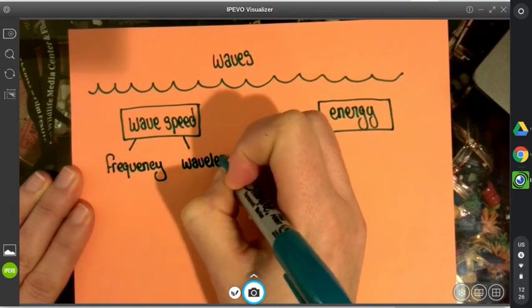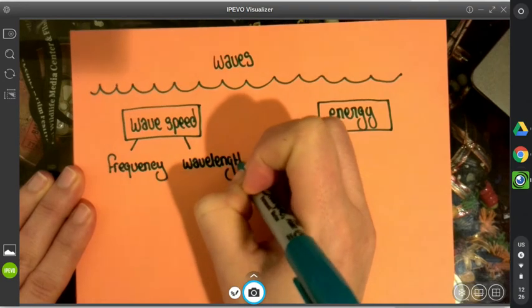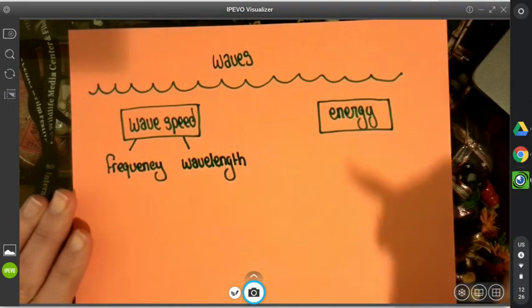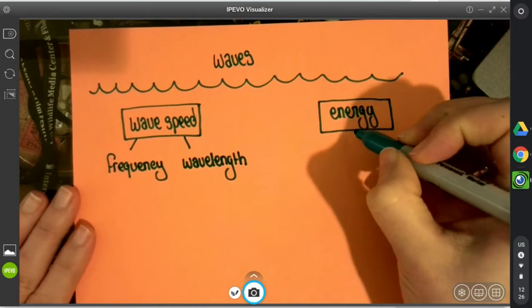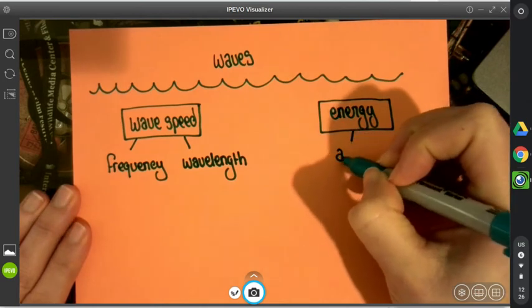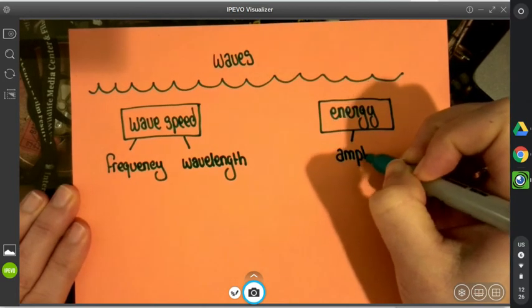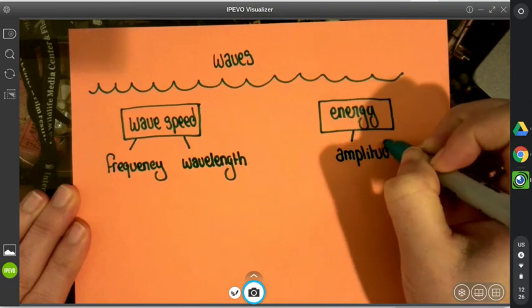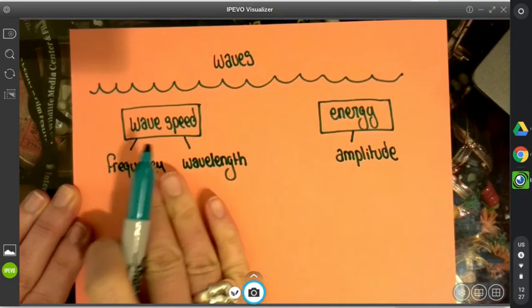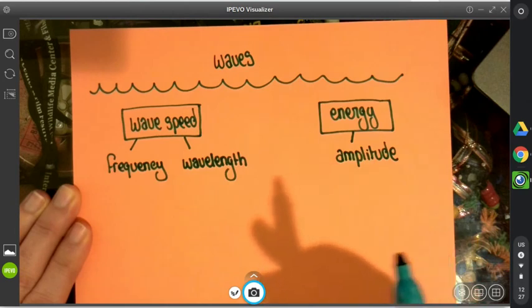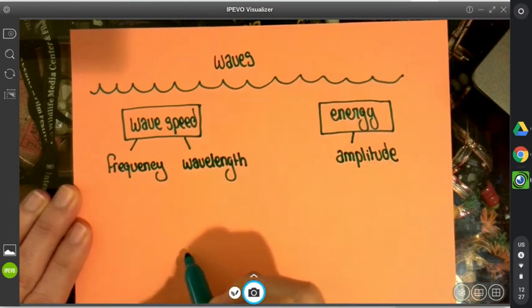In science, that means there's some mathematical relationship between them. We don't know exactly what they are yet, but we will figure that out. But energy is only a function of a wave's amplitude, how big it is. Okay? How fast it is, how big it is. So let's do an example.